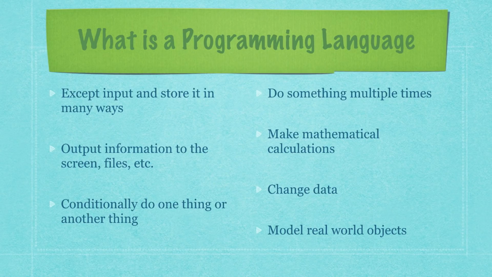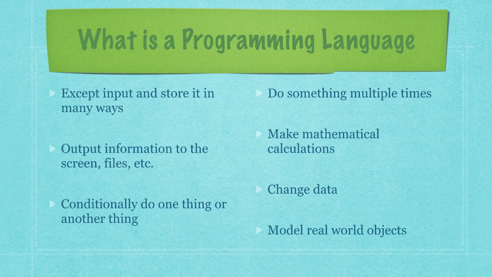And basically what we're going to talk about here is what every programming language is going to allow you to do. Each language is going to have the ability to accept input and store it in many ways. Also the ability to output information to the screen or files or other different places. Also the ability to conditionally do one thing or another thing based off of different conditions. They also allow you to do something multiple different times. They also allow you to make mathematical calculations, and they provide the ability to change data. And if it's an object-oriented programming language like Python, it's going to allow you to model real-world objects using code. And that is a short list, but for the most part that covers what every programming language is going to allow you to do, so it's not that complicated.